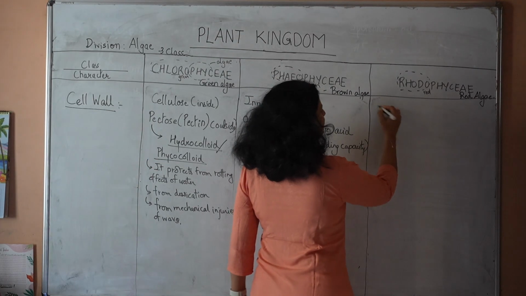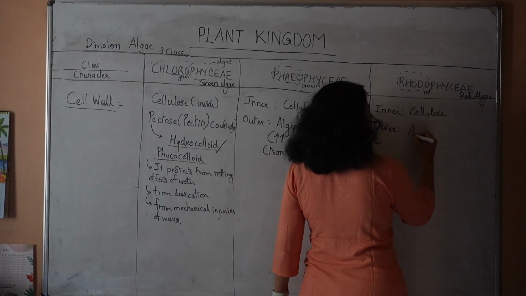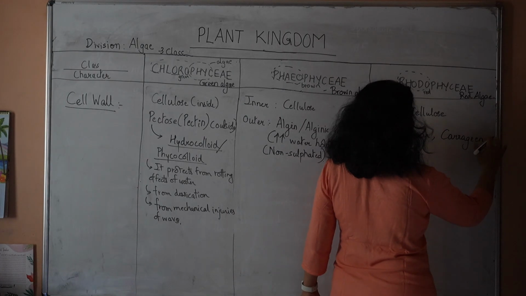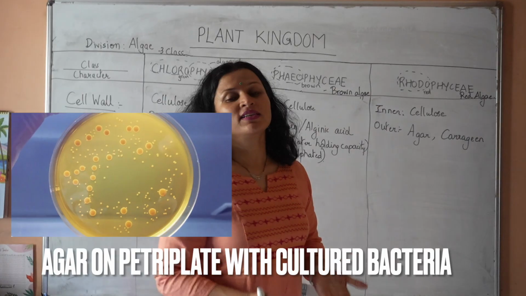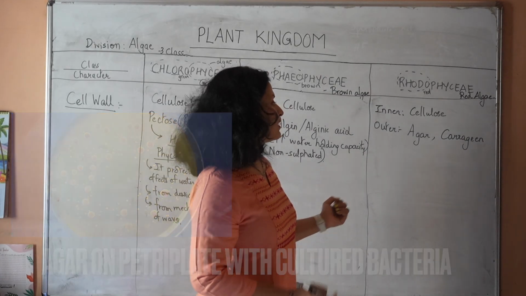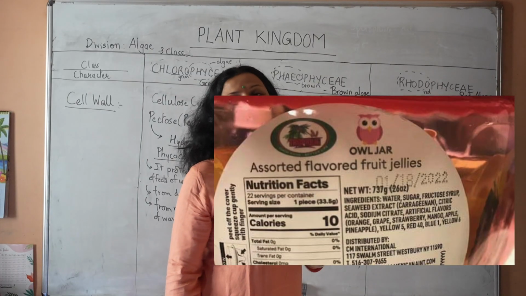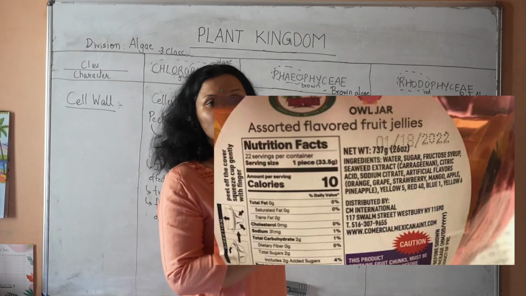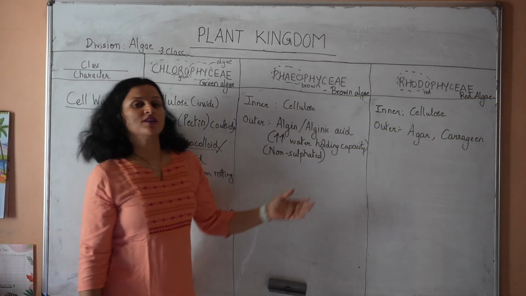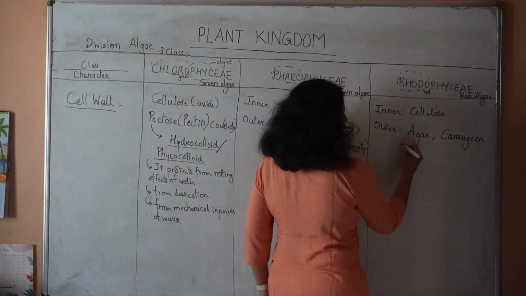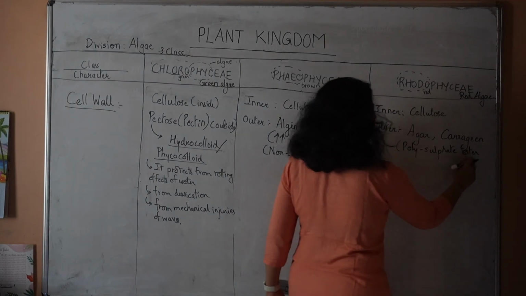In case of the red algae, the inner wall will have cellulose and the outer one will have the popular phycocolloids called agar-agar and carrageen. Agar is used for the formation of that smooth, jelly-like surface on which bacteria and others are cultured in microbiology labs. Carrageen is another substance used in jellies. If you take a jelly packet and read the ingredients, you might actually find carrageen in it. Agar is obtained from Gelidium and Gracilaria, and these are said to be polysulfate esters, meaning sulfur is present in them. In these, sulfur is absent.